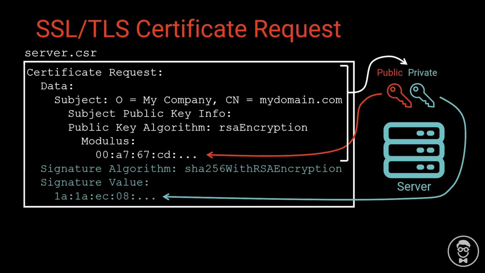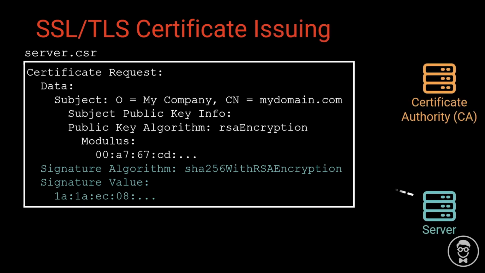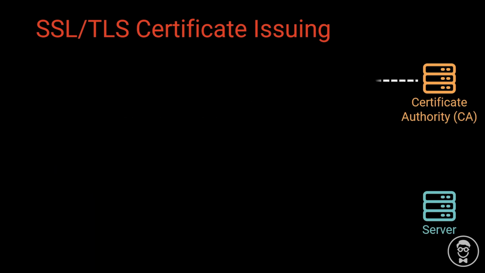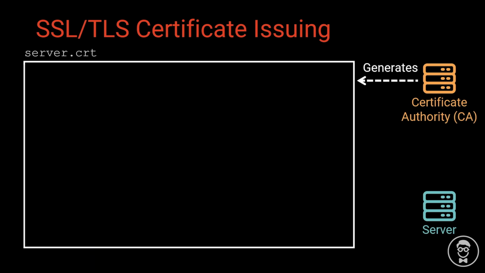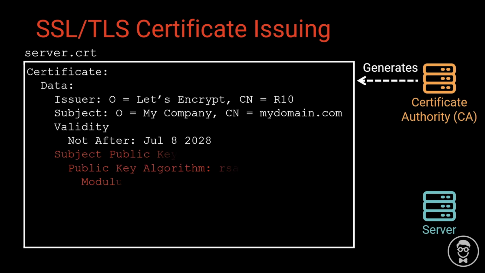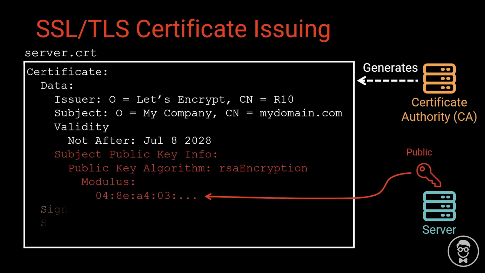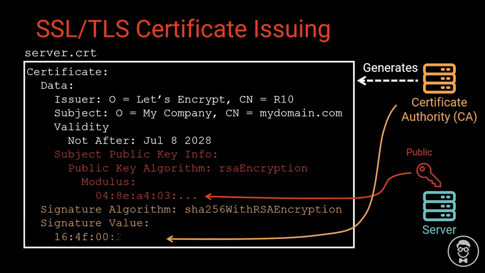The CSR is then submitted to a certificate authority, which verifies the domain by, for example, adding a special DNS record, emailing the admin, or looking for a special file placed on the server to prove ownership. Once verified, the CA generates a new TLS certificate containing the website's public key and signs it using the CA's private key. The CA then issues the new certificate to the server, which can now send it to clients that request it as part of a TLS handshake.